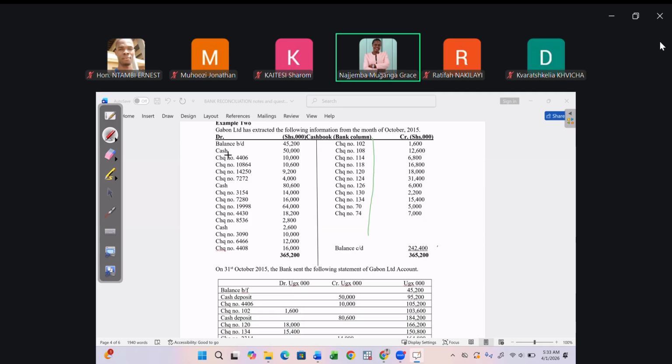So we have the debit side of the cash book. We have cash of 50,000, 50,000 on the debit. In the bank statement, this one is a bank statement, we have a cash deposit of 50 on the credit. Right amount, right side. Check number 4406.